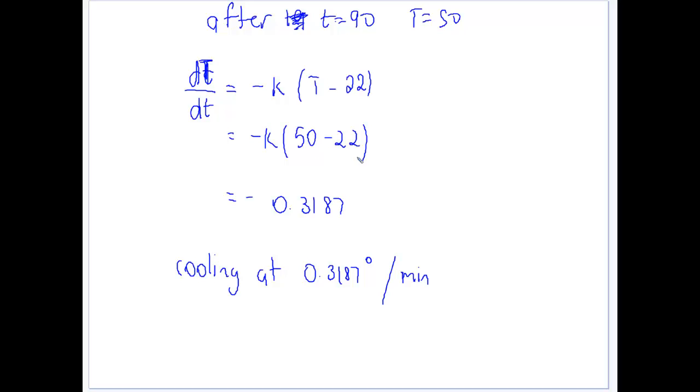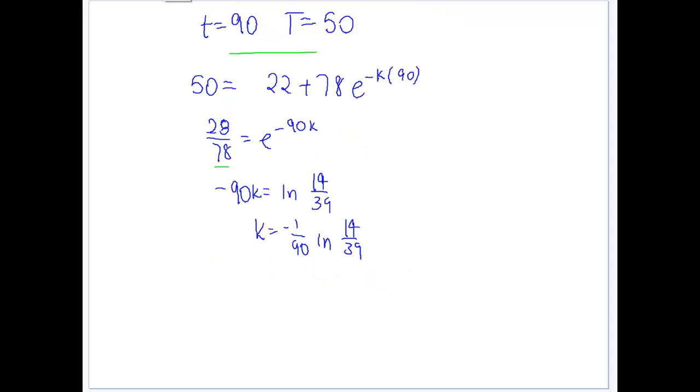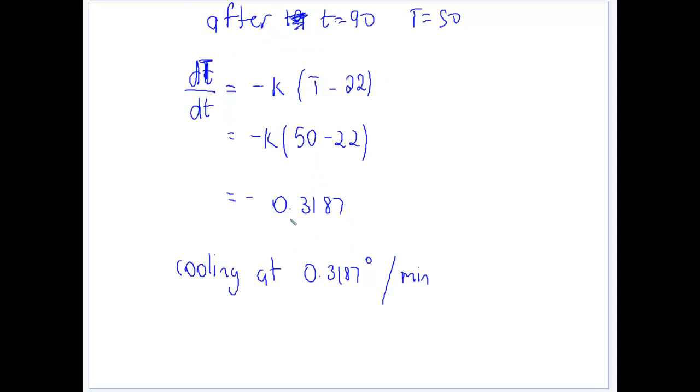We had our 22 for A that we had there before, and we do that calculation with the value of k that we had in the previous part, and we get minus 0.3187. What does that mean? It means that because it's negative, it's cooling, and we've got 0.3187 degrees per minute. So that's the rate of change after 90 minutes.